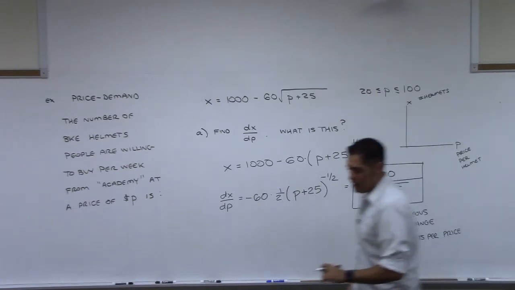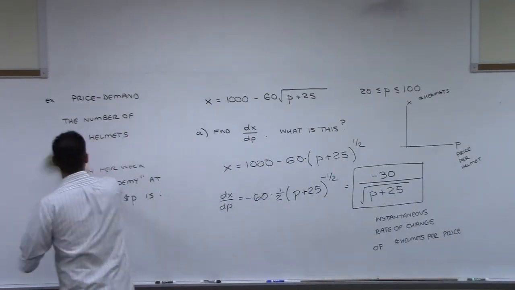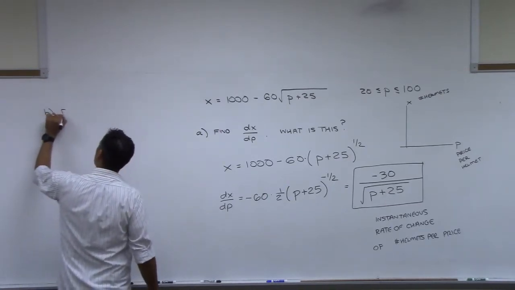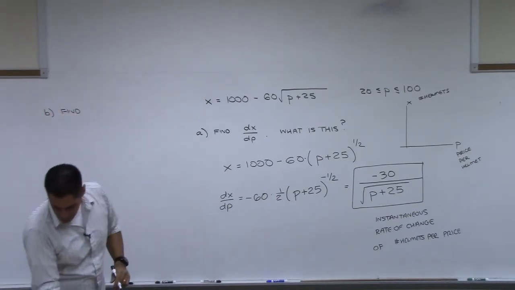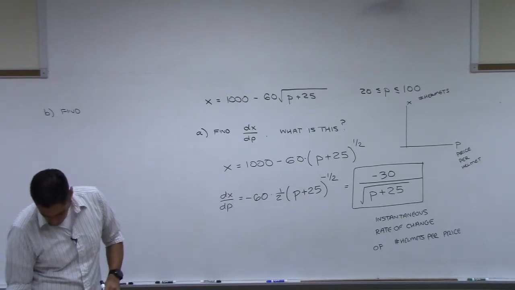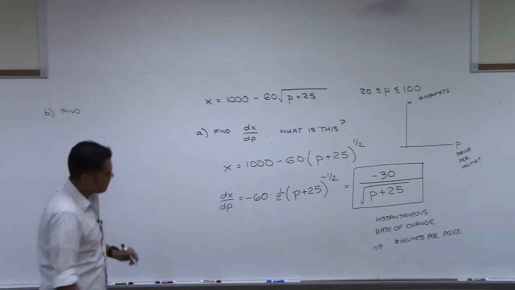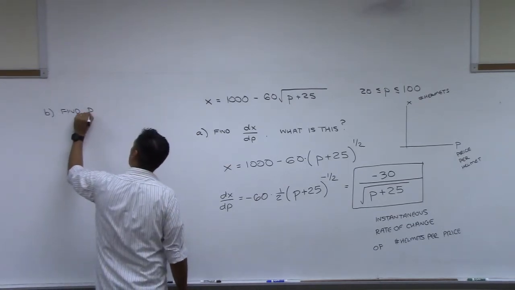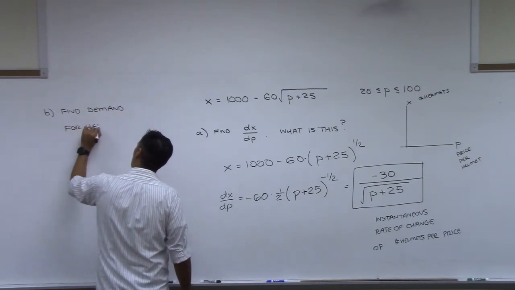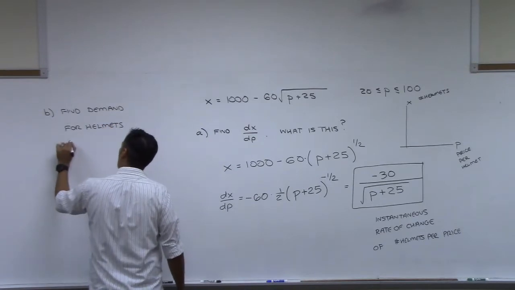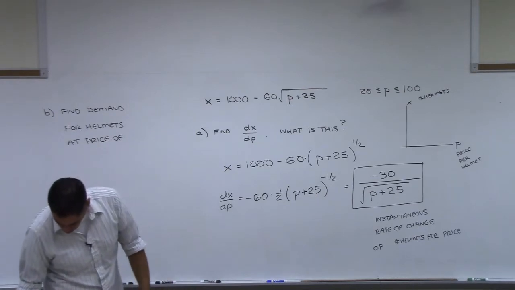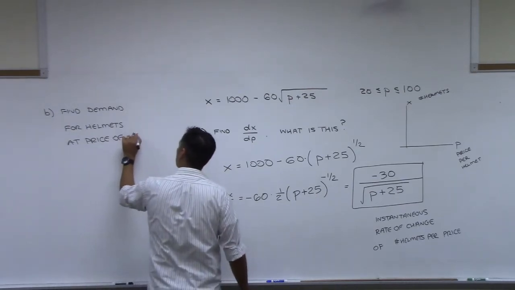All right, so let's try and answer some more questions. Find, for part B, find the demand for helmets at a price of $75. That's part B.